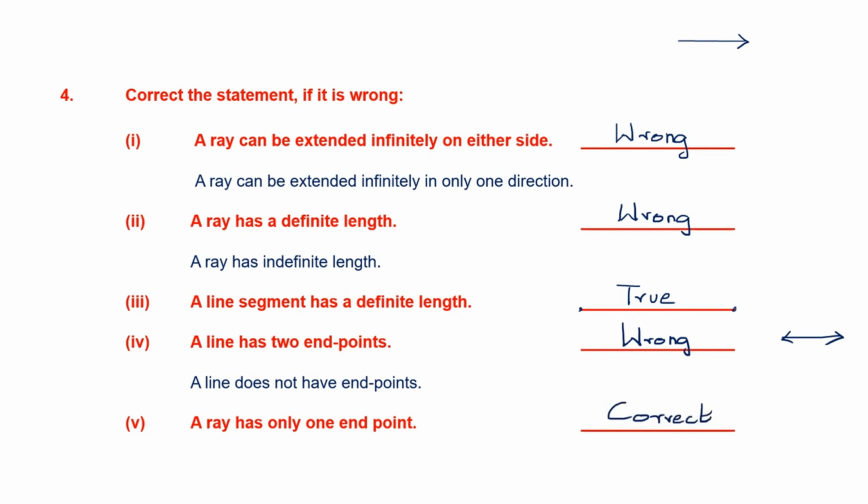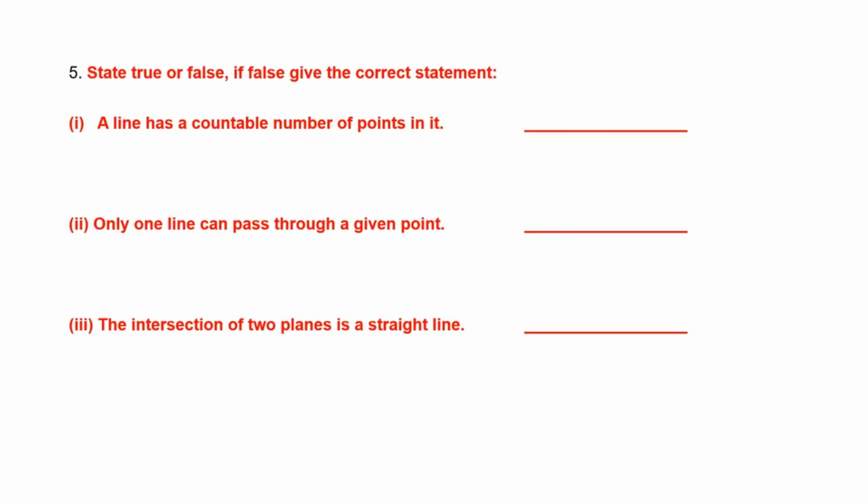Okay, so here the third one we wrote true. You can write true or you can write correct. Question 5. State true or false. If false, give the correct statement. A line has a countable number of points in it.